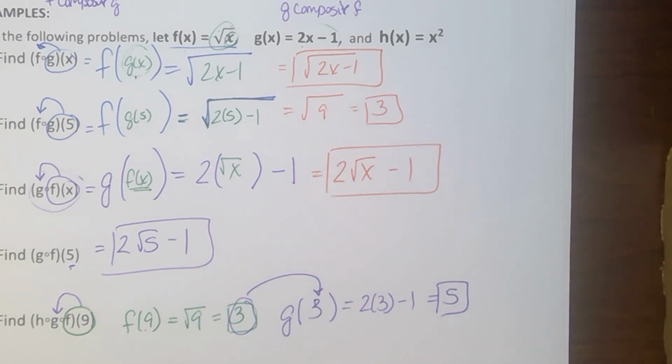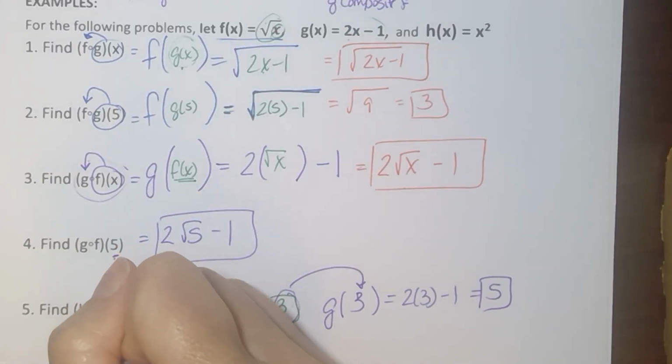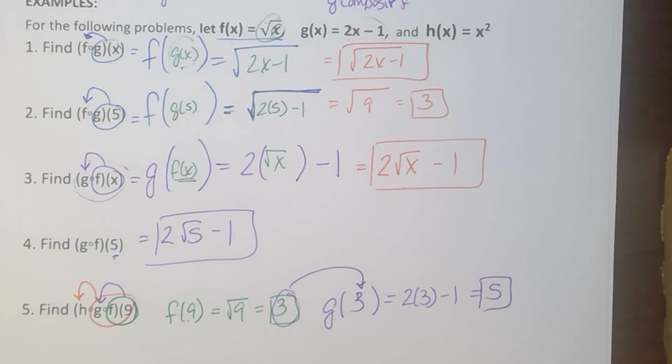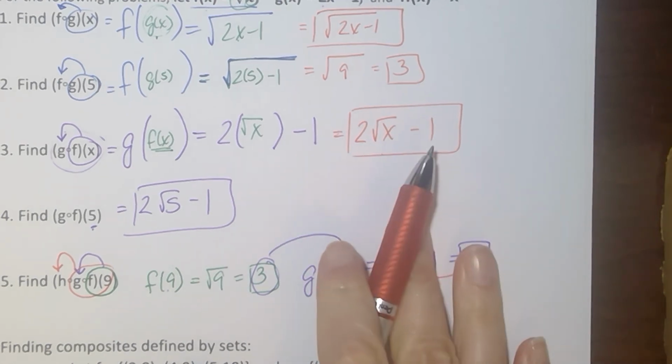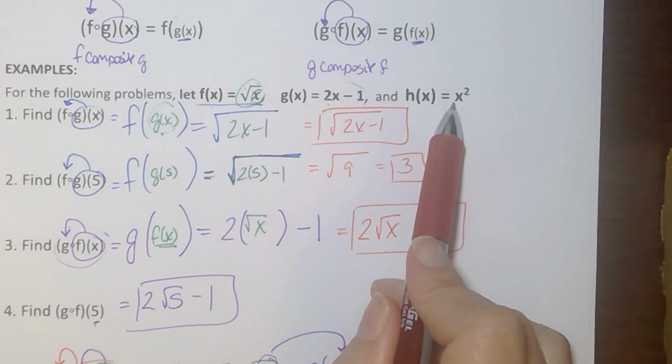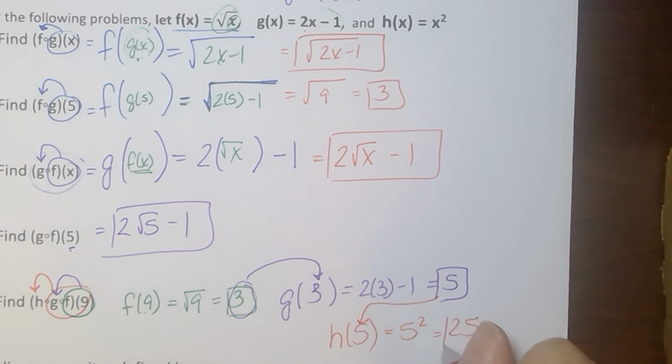I'm supposed to take that g of f of 9, all of that, and go back again and plug it into h. So I take this output and I plug it into h. So I find h of 5. My function h is x squared. So h of 5 is 5 squared, or 25.